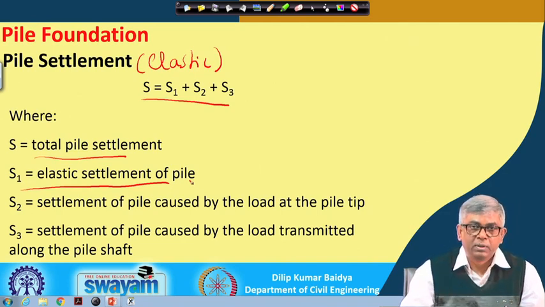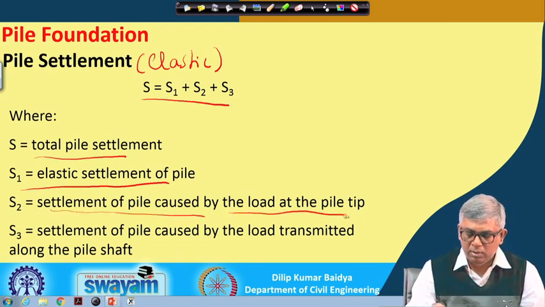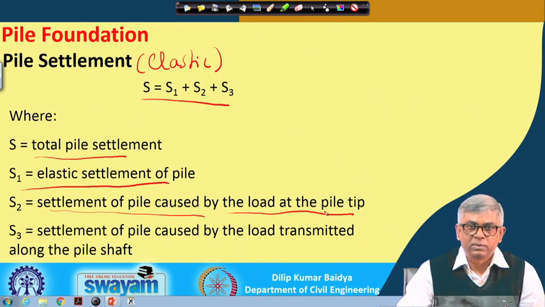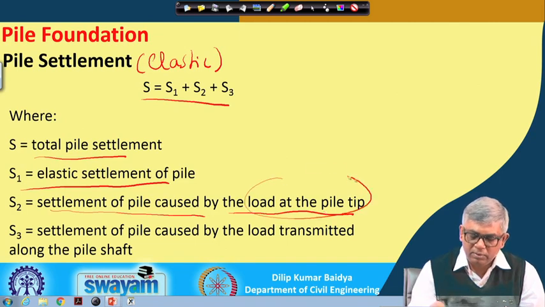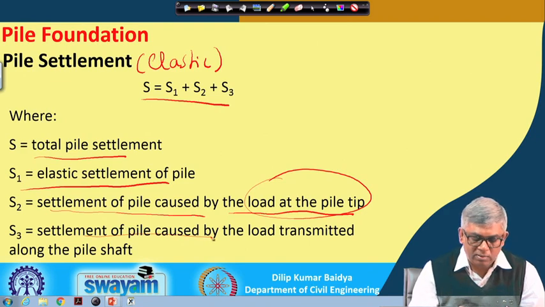Because of the loading, the pile directly settles some amount, and S2 is the settlement of the pile caused by the load at the pile tip. When there is an end bearing and friction pile, because of the load transfer mechanism, some load will be transferred to the tip and some load will be transferred to the surface. So, S2 is the settlement because of the load transfer at the pile tip, and S3 is the settlement of the pile caused by the load transmitted along the pile shaft.